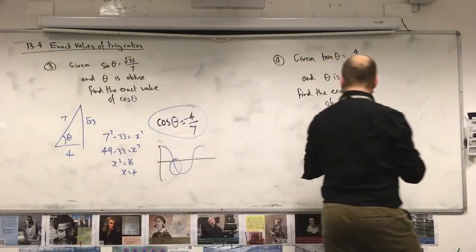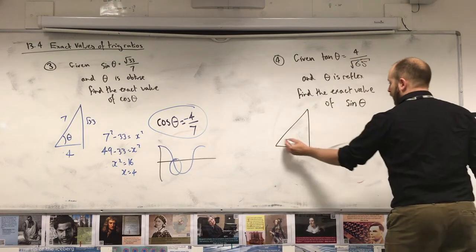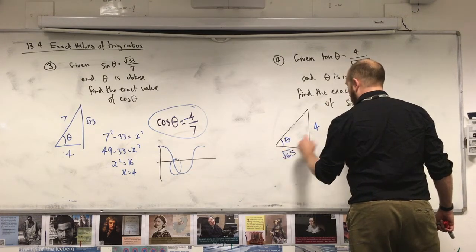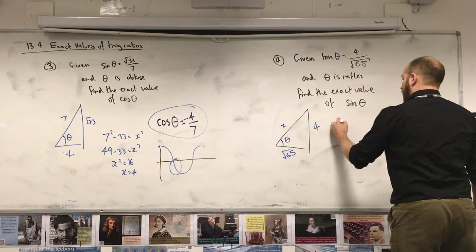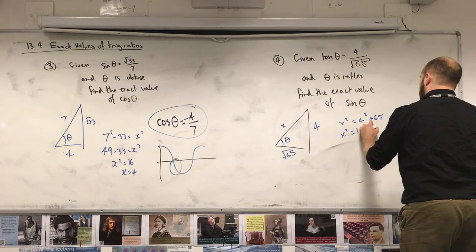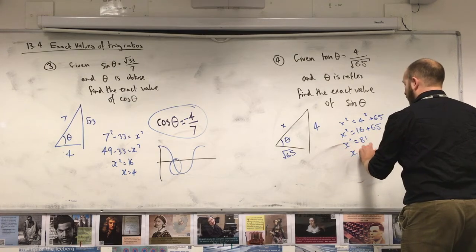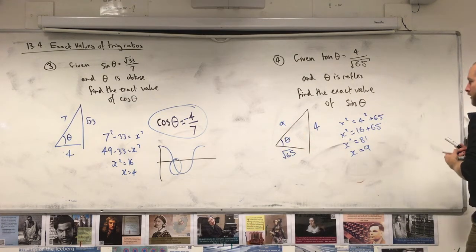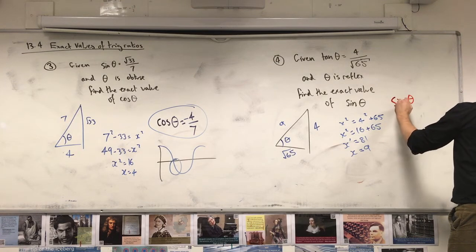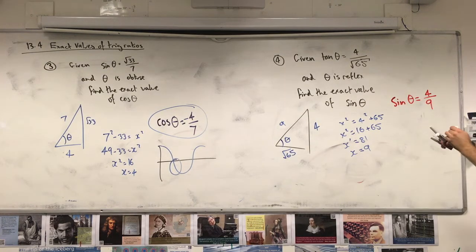Right, and for this one, it's a tan this time, 4 over root 65. So tan is opposite over adjacent, so root 65. So you need to find the hypotenuse. So x squared equals 4 squared plus 65. So 16 plus 65, so 70, 81. So x is 9. So sine theta will be 4 over 9. And we've just got to find if it's positive or negative.